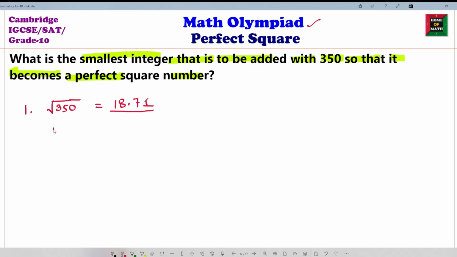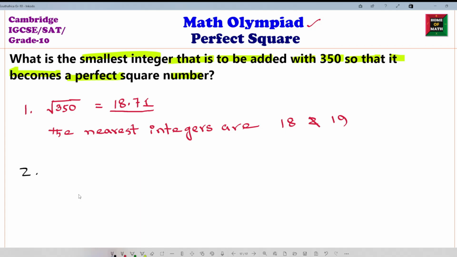Okay, and what are the nearest integers to 18.71? One is 18, another one is 19, right?